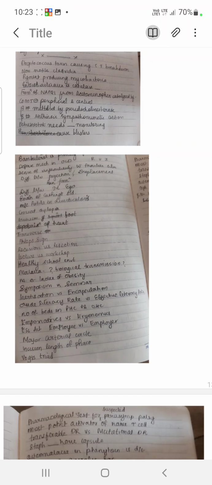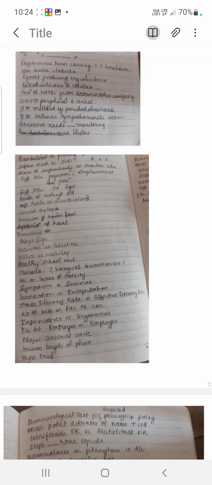The next is inversion of foot. The ligament involved, the mnemonic is TIC. TIC is talocalcaneal. Talocalcaneal. So I can give you a mnemonic. One is Lisfranc's ligament, talonavicular. Chopart's ligament is calcaneonavicular and calcaneocuboid. Whereas talocalcaneal is involved in inversion of foot.